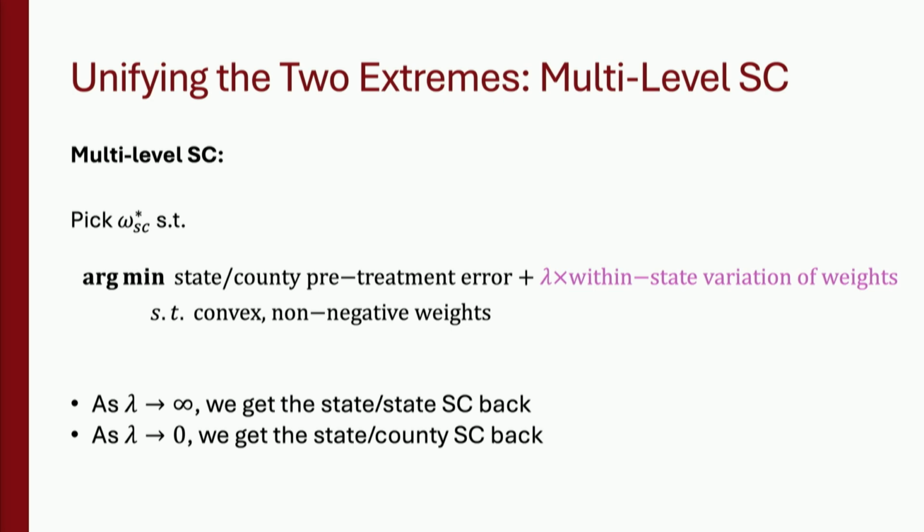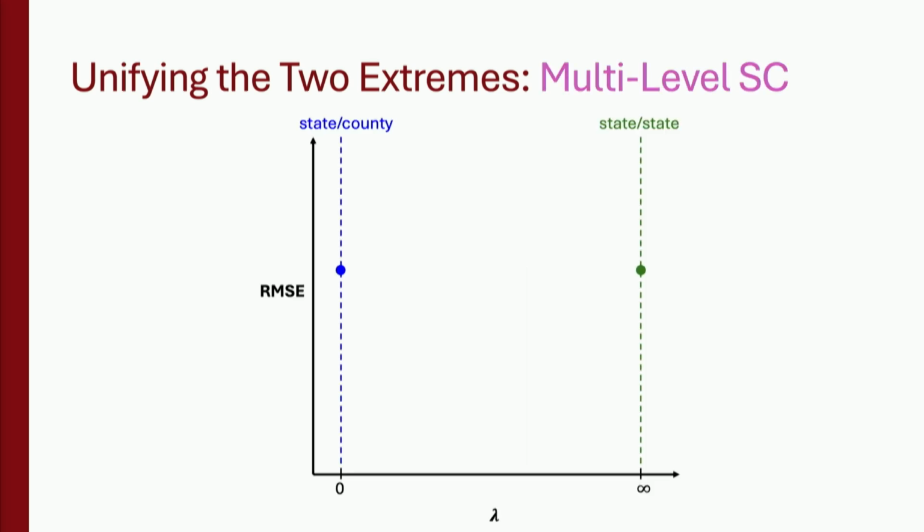So now, as lambda goes to infinity and our penalization term dominates, we're going to get the state-state synthetic control estimator back. And when lambda goes to 0, we're going to get the state-county one back. So it unifies both of these extremes. Now, what happens when lambda is somewhere in between?